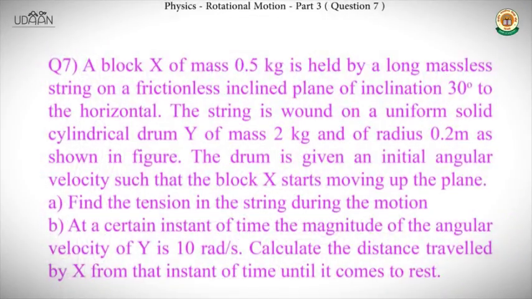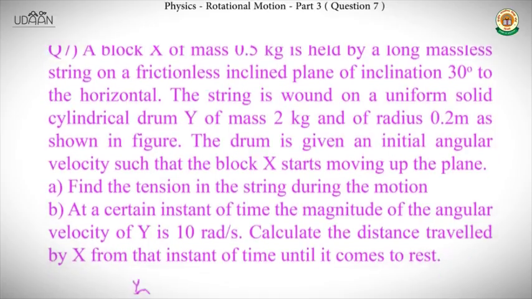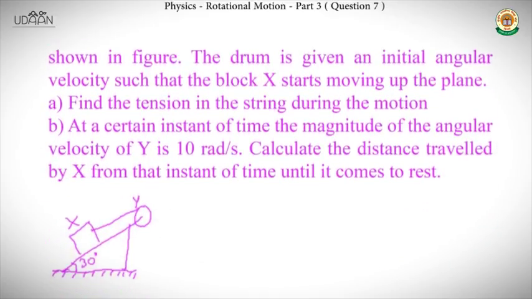Let's come to question number 7 now. A block X of mass 0.5 kilograms is held by a long massless string on a frictionless inclined plane of inclination 30 degrees to the horizontal. The string is wound on a uniform solid cylindrical drum Y of mass 2 kg and of radius 0.2 meters as shown in the figure. The drum is given an initial angular velocity such that the block X starts moving up the plane.